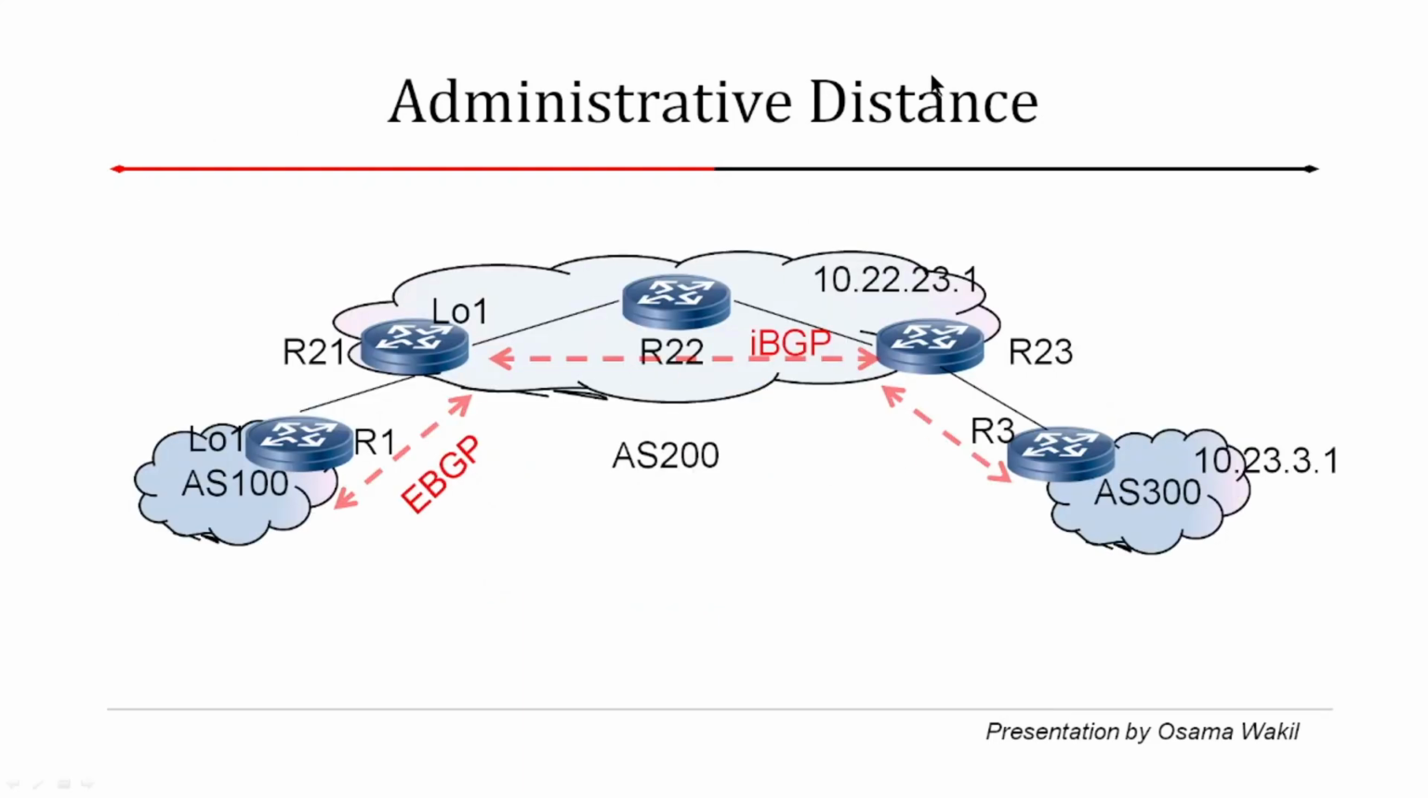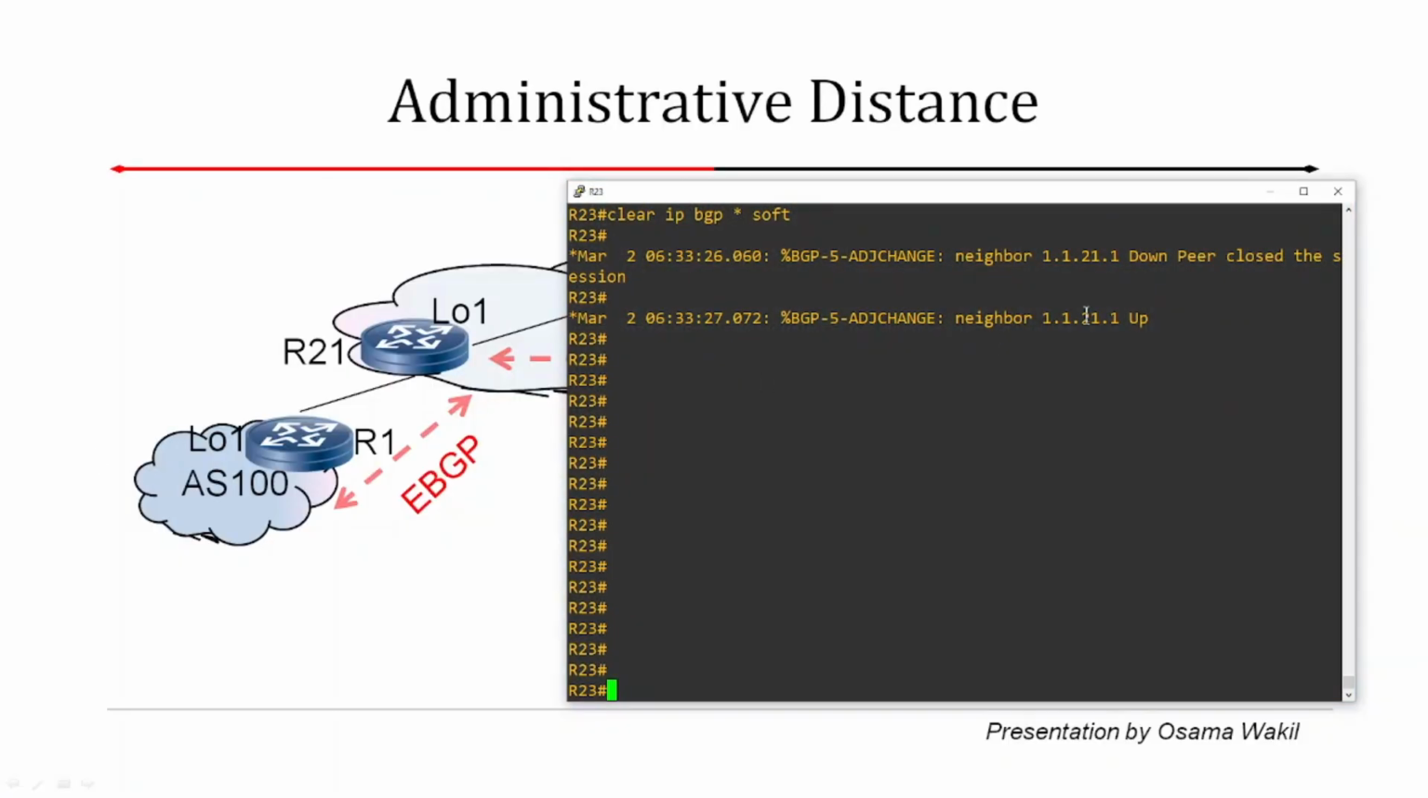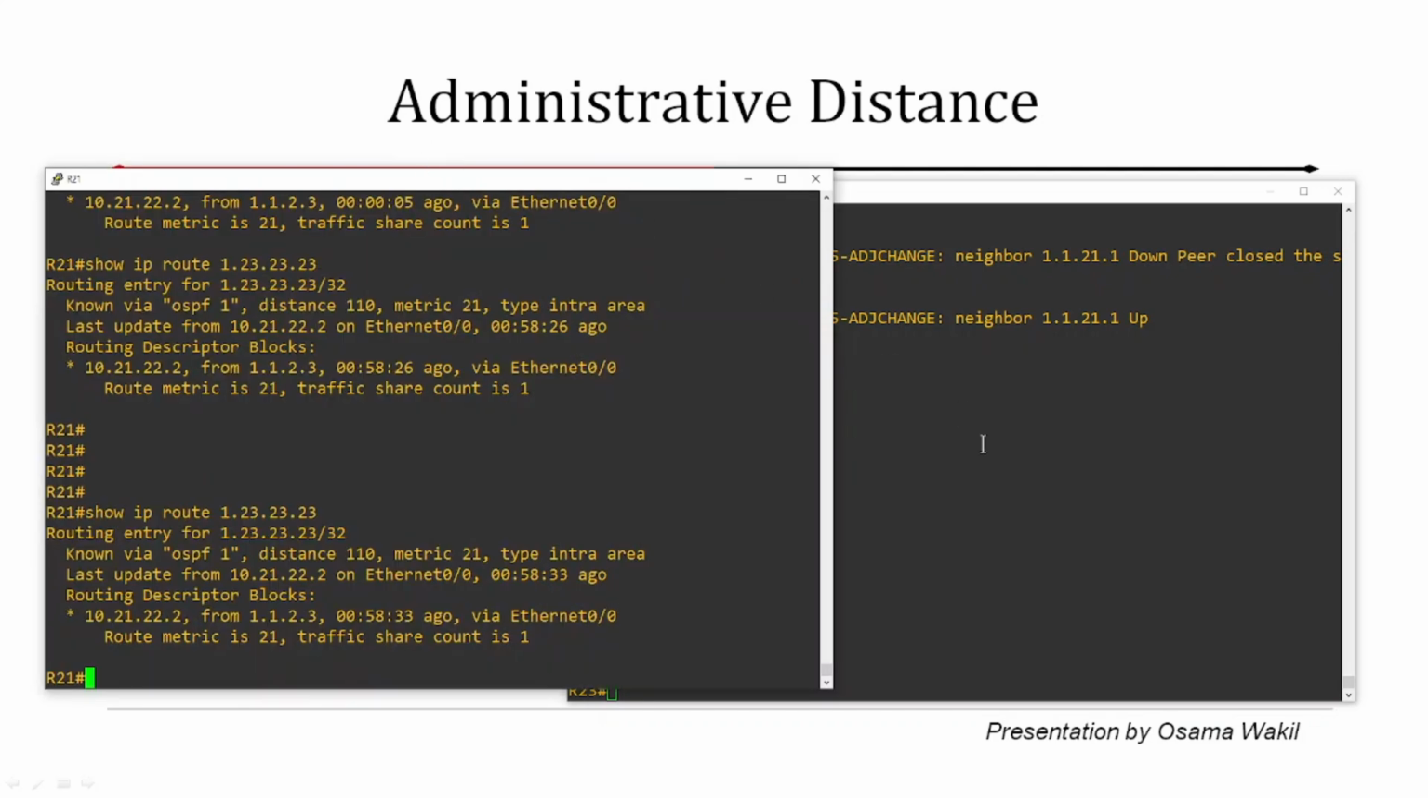So let's look into the admin distance topology over here. This is the same topology we have been using in previous slides, just as a brief introduction for anyone who is new. We are running iBGP between routers R21, 22, and 23, and we are running OSPF as an interior gateway protocol. Let's say we have a route over here, 123.23.23. Let me jump onto the routers right now. Let's say this is router 23, and I also have router 21 over here.